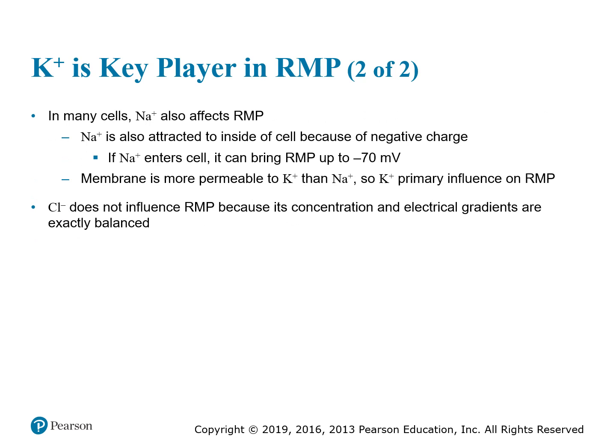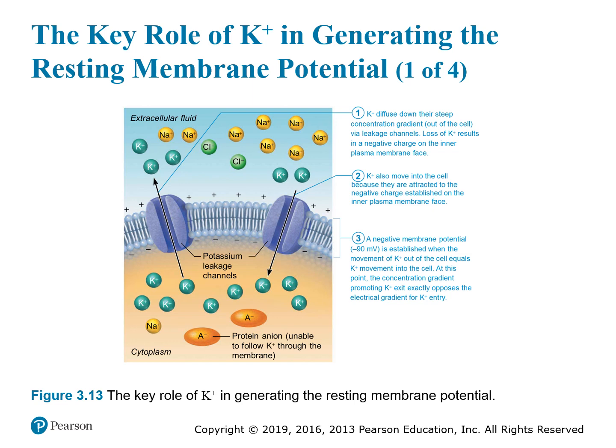So in many other cells, as I mentioned, the sodium is also very important. Sodium is attracted to the inside of the cell because of negative charge. Sodium being positively charged is attracted to its opposite. If it enters the cell, it will bring the cell's resting membrane potential up to -70. The thing is, the membrane is more permeable to potassium than sodium. So chloride ions don't influence RMP because its concentration and electrical gradients are exactly balanced. So there's no way for the chloride ion to get across, but it is sort of maintaining this negativity of the inside, the cytoplasmic side.